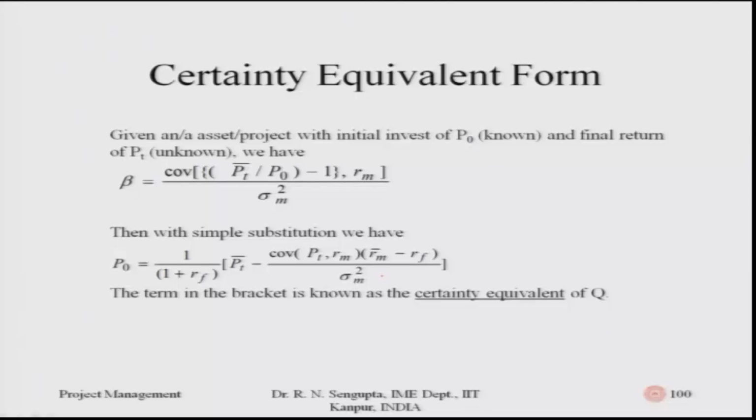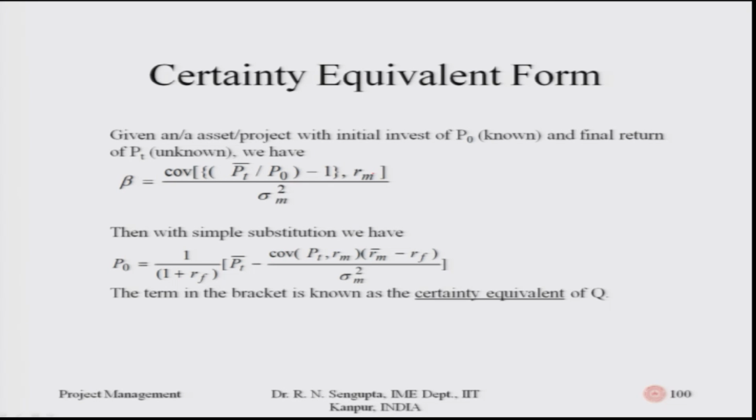Given an asset or project with initial investment P0, the final return would be given considering PT is unknown, where the beta you can find out. If you look at the denominator and the numerator in this equation, the denominator is basically the market risk, considering the standard deviation or the variance is used. Standard deviation is the square root of that. And the numerator is very simply the covariance which exists between the rate of return for project A or B or whatever it is with respect to the market.